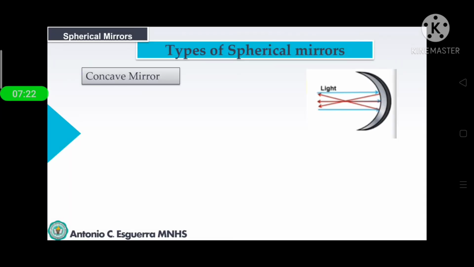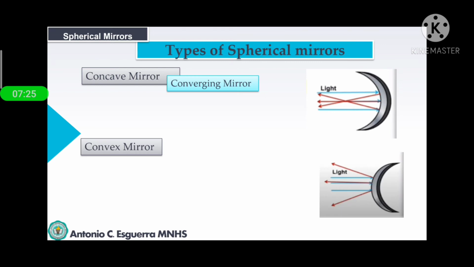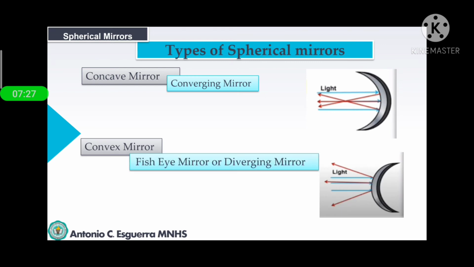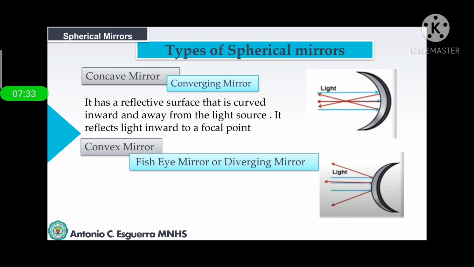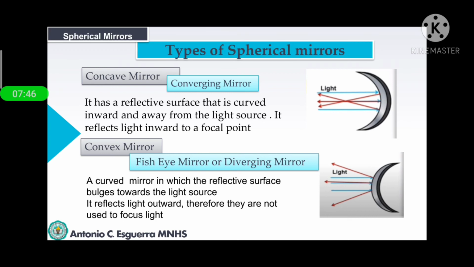We have the concave mirror, or the converging mirror, and we have the convex mirror, or the fisheye mirror, or the diverging mirror. A concave mirror has a reflecting surface that is curved inward and away from the light. It reflects light inward to a focal point. A convex mirror is a curved mirror in which the reflecting surface bulges towards the light source. It reflects light outward, therefore it is not used to focus light.